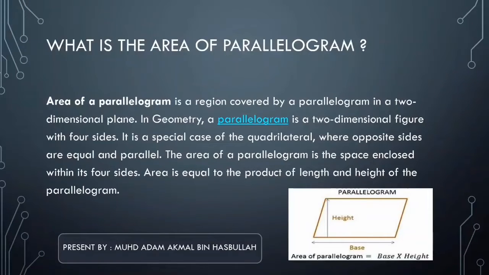What is the area of a parallelogram? The area of a parallelogram is the region covered by a parallelogram in a two-dimensional plane. In geometry, a parallelogram is a two-dimensional figure with four sides. It is a special case of the quadrilateral where opposite sides are equal and parallel. The area of a parallelogram is the space enclosed within its four sides. Area is equal to the product of the length and height of the parallelogram.